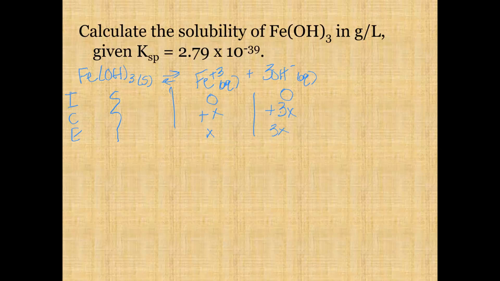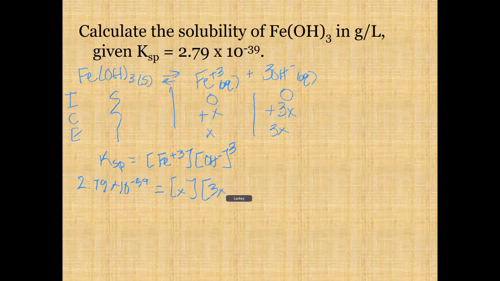So we can plug that into our KSP equation. So we said KSP is our products. We're going to have Fe positive 3 times OH cubed. So whenever we put this in and plug in our values, we have KSP was 2.79 times 10 to the negative 39th. We said Fe was X and OH was 3X. And don't forget that will end up being cubed.